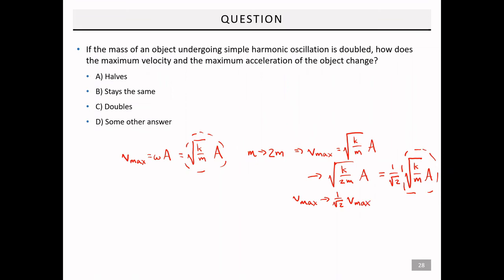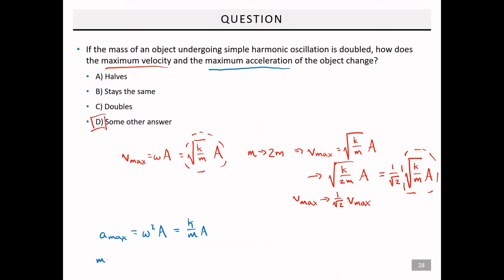Okay, so none of these are any of the answers listed, so for the maximum velocity, the answer is D. For maximum acceleration, I'm going to use the equation Amax is equal to omega squared times A from the previous slide. Here, omega squared is going to be just k over m, and then that's times A.